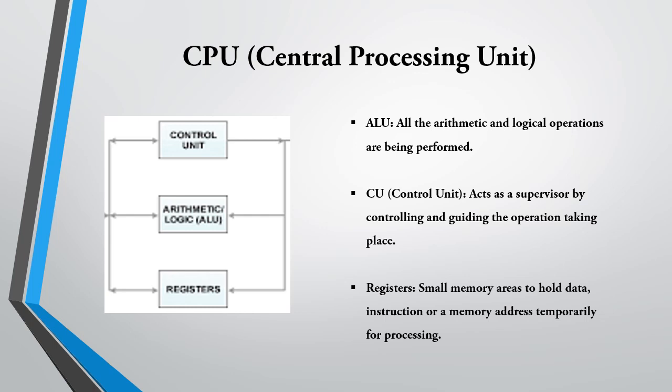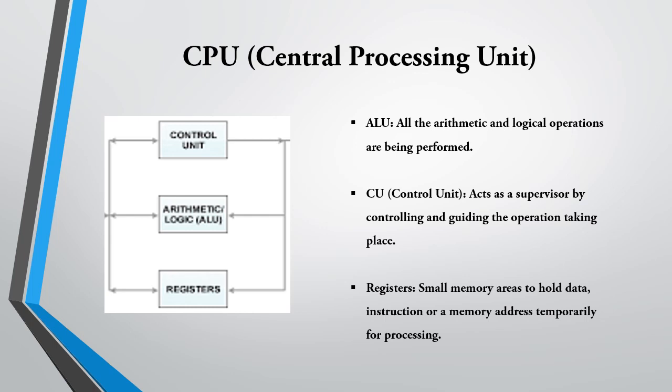The second part of CPU is control unit. Control unit controls and guides the interpretation, flow and manipulation of all data and information. It sends control signals until the required operations are done properly by ALU and memory.